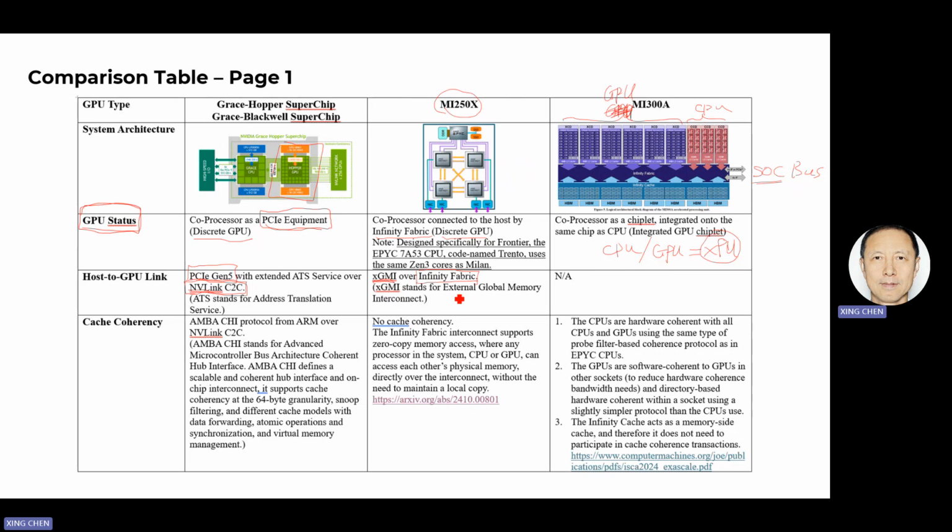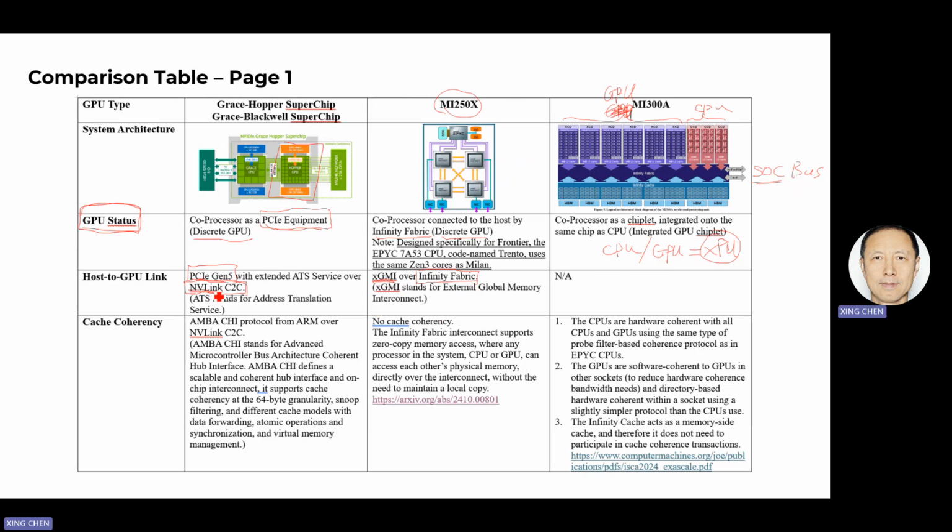And later on, we are going to find out that the CPU and the GPU can access each other's memory by using this protocol. And that's the reason why I'm saying it's more like a discrete coprocessor, but it has not been integrated on the same chip as the CPU, the same way as MI300A. That's the earlier generation of products for MI300A.